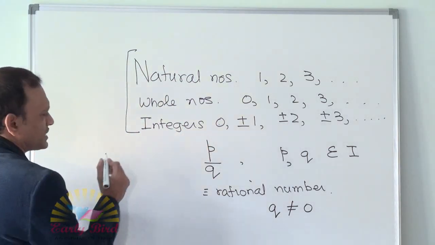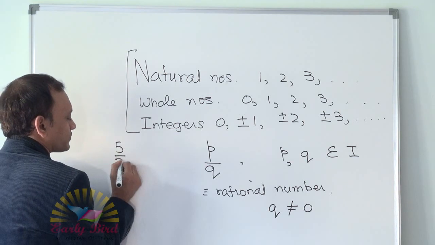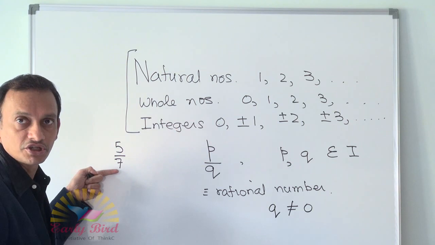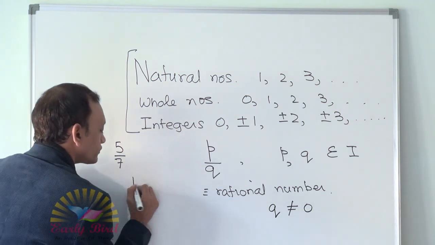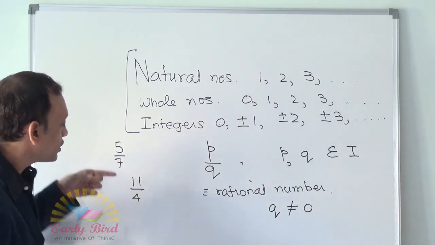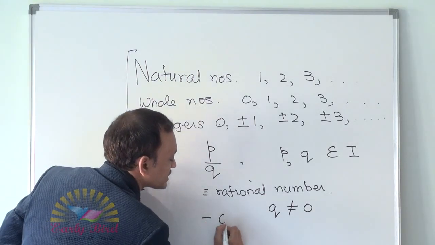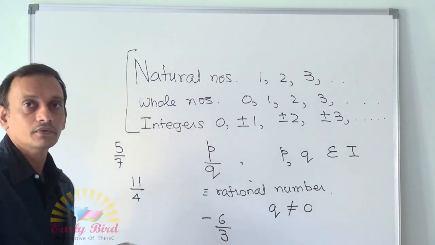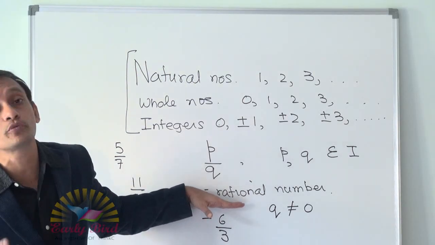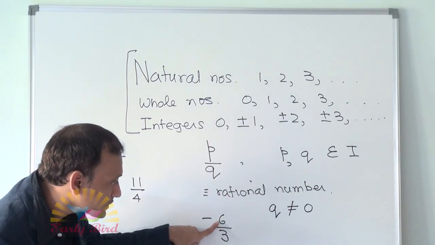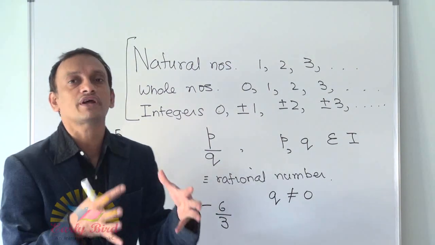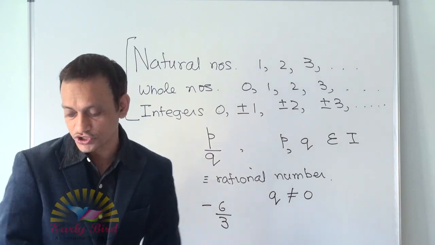Now, for example, 5 by 7. Is this a rational number? Yes. This is an integer, this is an integer. This is a rational number. 11 by 4. Is this a rational number? Yes, it's a rational number. Ratio of two integers. Minus 6 by 3. Yes, this is also a rational number. By the way, some rational numbers could also be integers. For example, look at this. Minus 6 by 3, which is minus 2, which is an integer. So some of the rational numbers can also be integers.